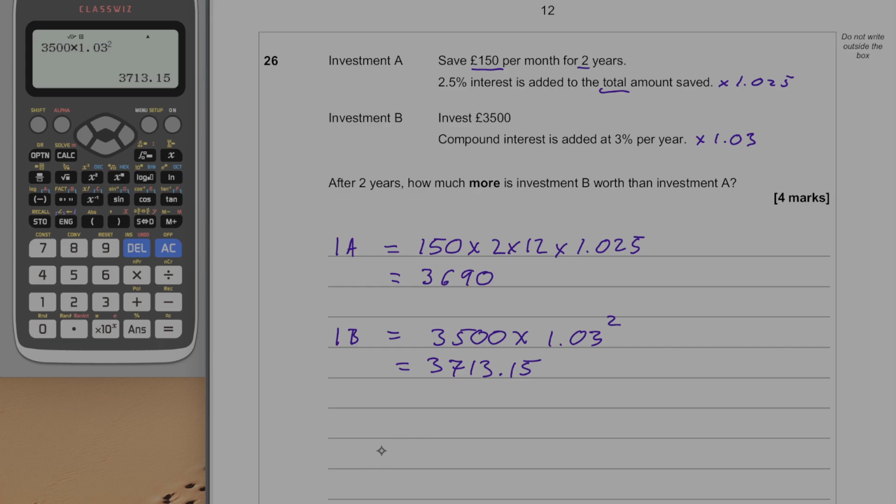So I'm going to do investment B minus investment A, which is equal to that last figure minus 3,690. So it's going to be worth £23.15 more.